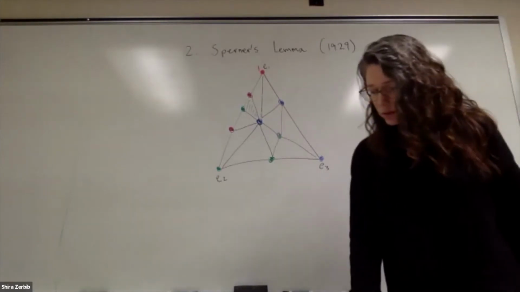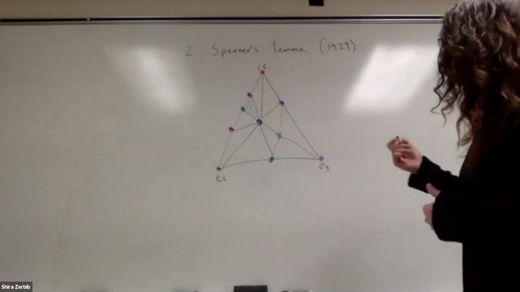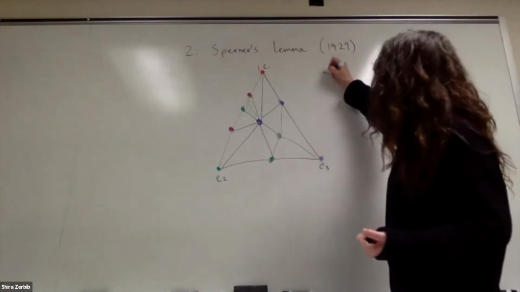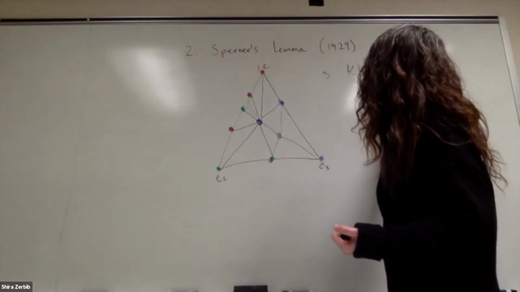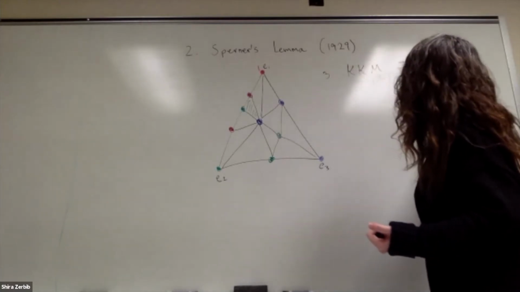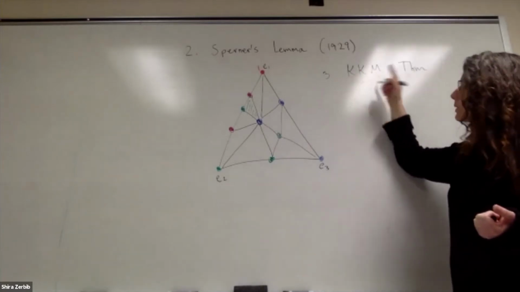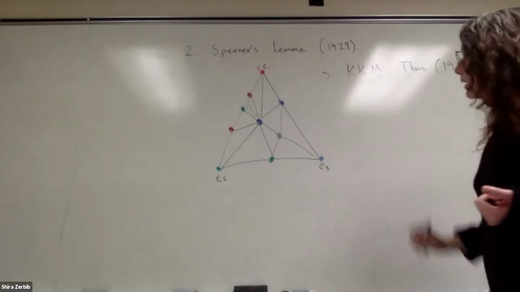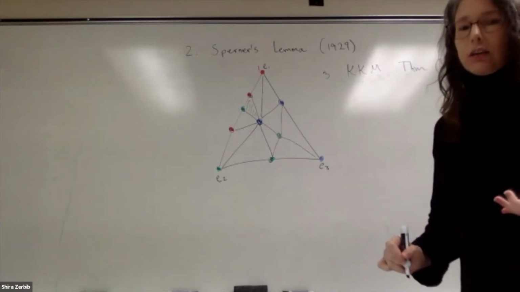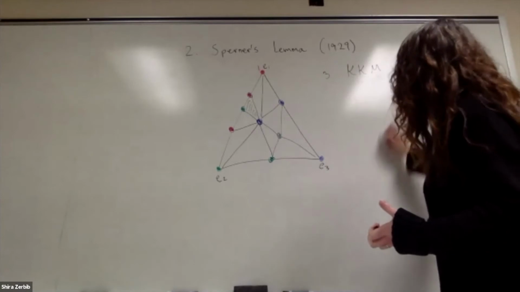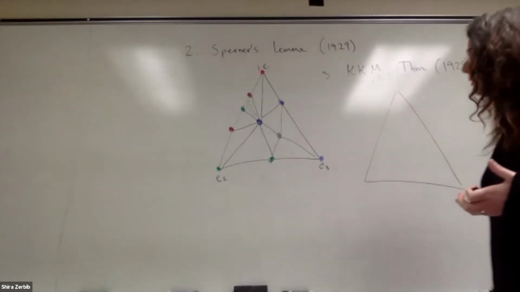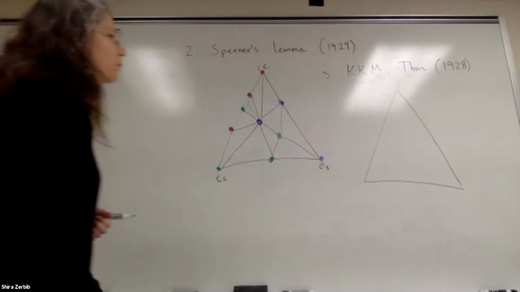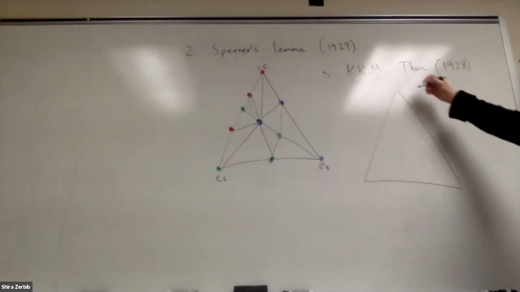Okay, so now I want to mention a somewhat less known version of Sperner's lemma that is called the KKM theorem. This KKM stands for Knaster, Kuratowski, and Mazurkiewicz, and this is from 1928. And it is a continuous version of Sperner's lemma. So now, again, we have the simplex, but instead of having a triangulation and coloring, we have sets covering the simplex.